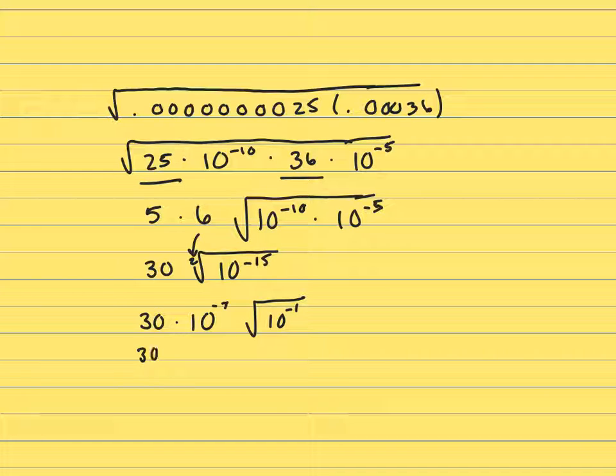So this is 30. Get rid of the negative exponent, bring it down, 10 to the 7th. And same thing, make that 1/10.